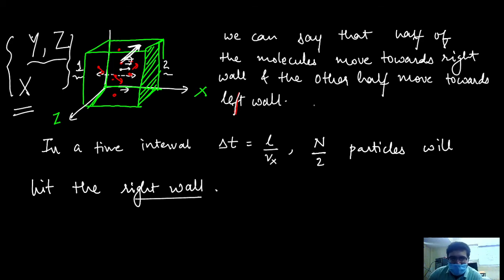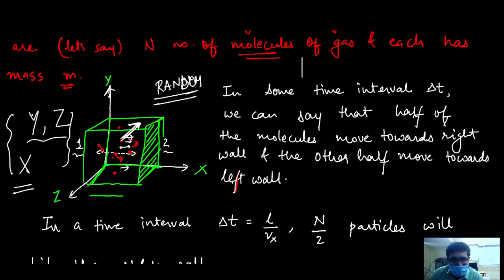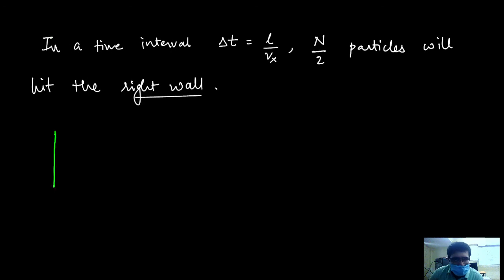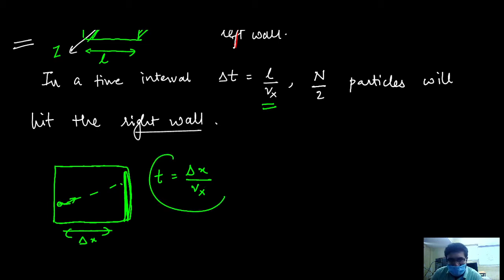So what does this mean here? We are saying that if you take a time interval equal to L by Vx, what is L? L is the side length. Don't forget, it is a cube of side length L. Imagine this is that cube, I'm just drawing a rough diagram. If a molecule starts from the left end and is moving towards the right end, and its x component of velocity is Vx, then to hit somewhere on the right wall, it will take a time t equal to the displacement in the x axis divided by the velocity on the x axis. Did you understand this?